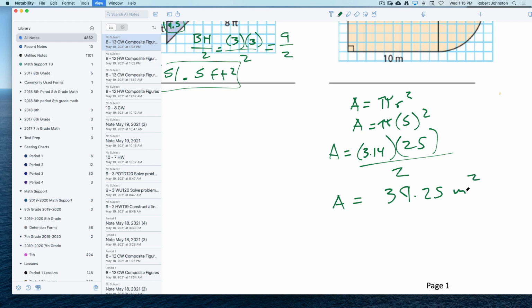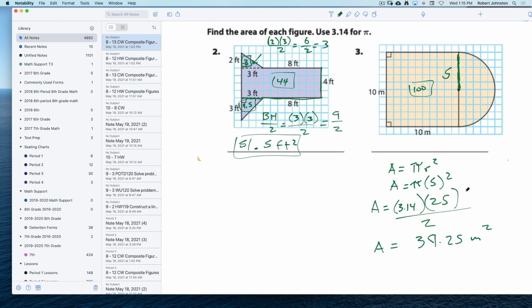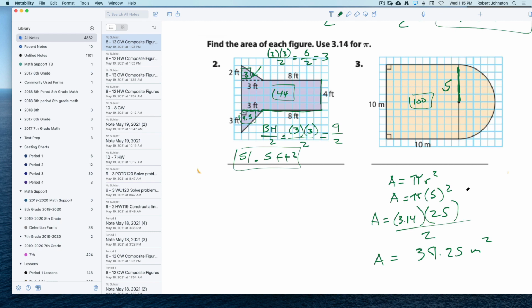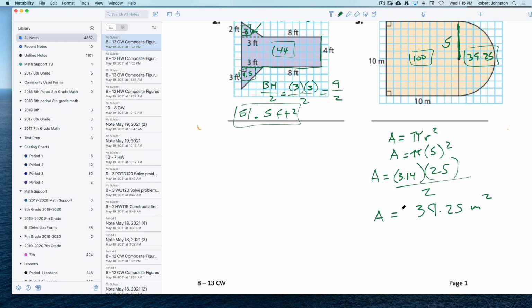Okay, but I'm not done with this yet, Kai. What do I have to do? You have to add them together. Sure. So when you add the semicircle, which is 39.25, to 100, what do you get? Yep, that's a pretty easy addition problem. But yeah, circles and semicircles I think are by far the hardest. And then I think triangles.